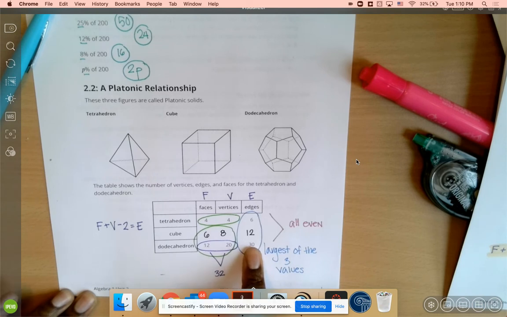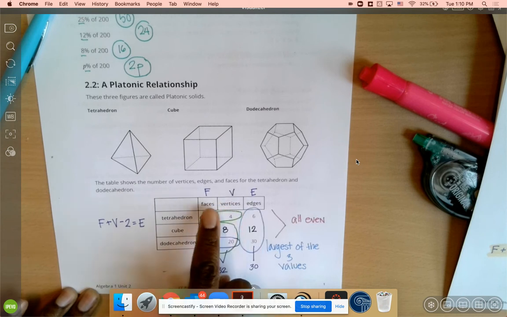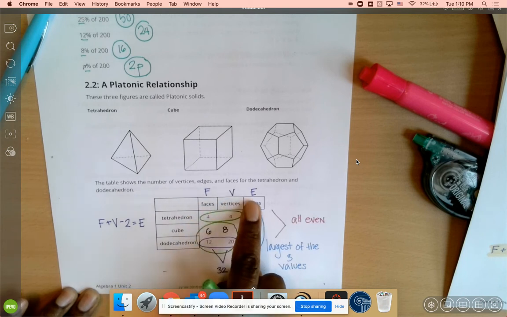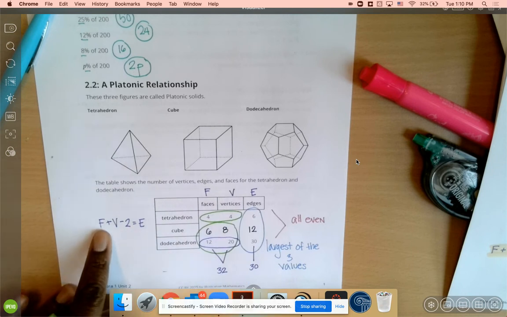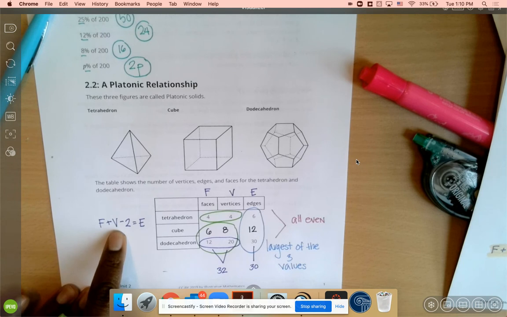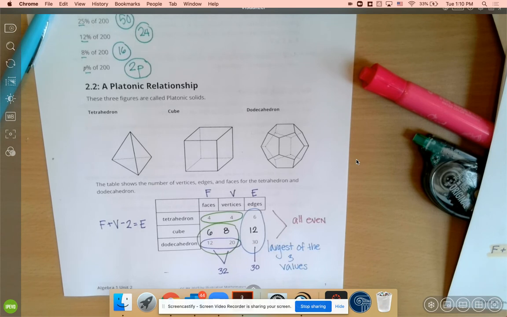And then for number 2, it asks you to explore a relationship between those three values, faces, vertices, and edges. I expressed it as the number of faces, F, plus the number of vertices, V, minus 2 equals E, the number of edges. You may have written this relationship differently, but check to see that it's equivalent, because that's really the important part, that we've captured that relationship.